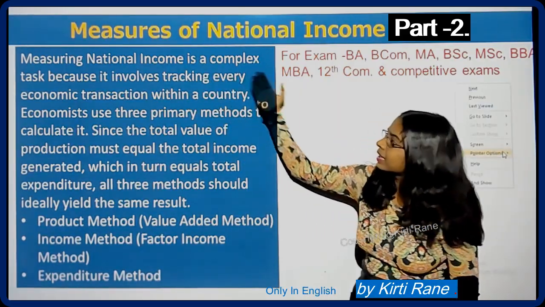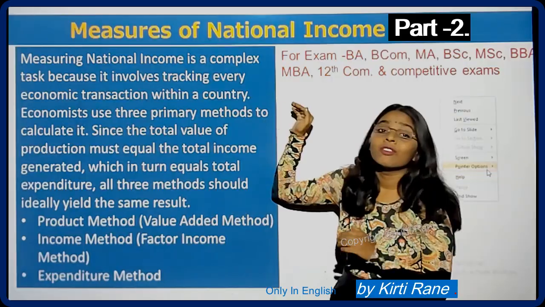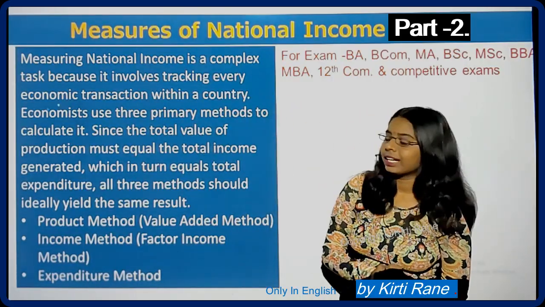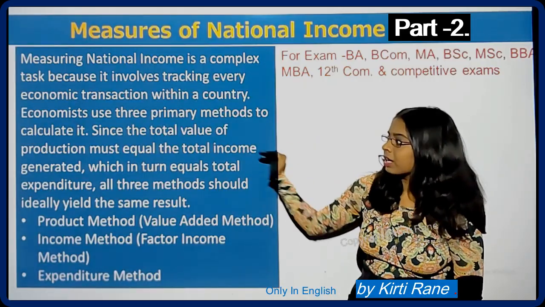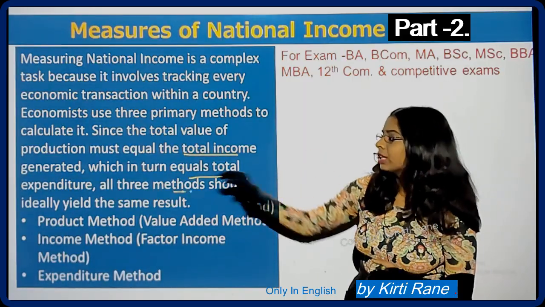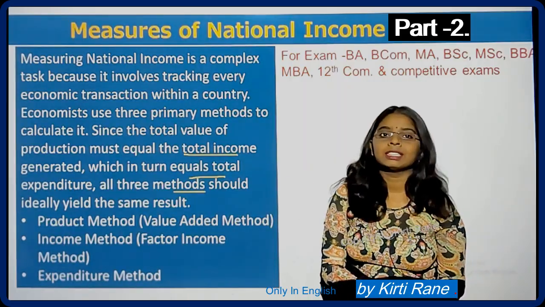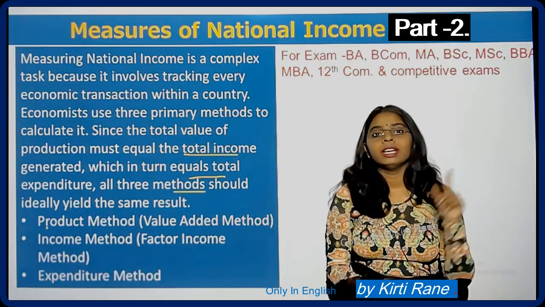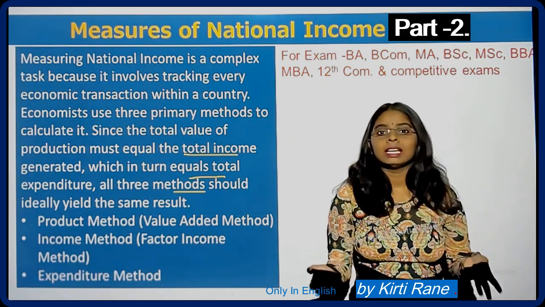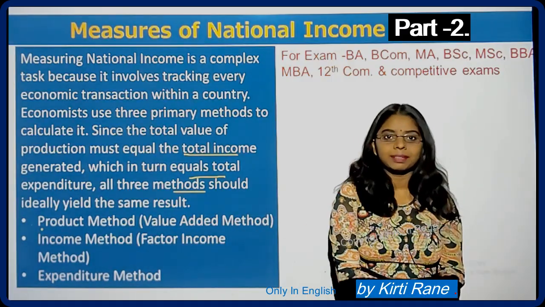Measuring national income is a complex task because it involves tracking every economic transaction within a country. Economists use three primary methods to calculate it. Since the total value of production must be equal to the total income generated, which in turn equals the total expenditure, all three methods ideally yield the same result. Whether you calculate it through income, through expenditure, or through the amount of production, all the three methods will give the same result, the same amount of national income.